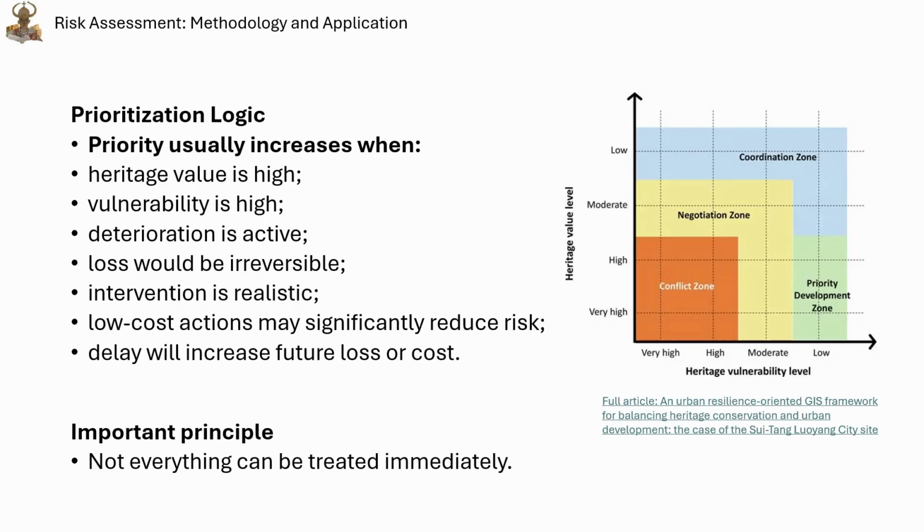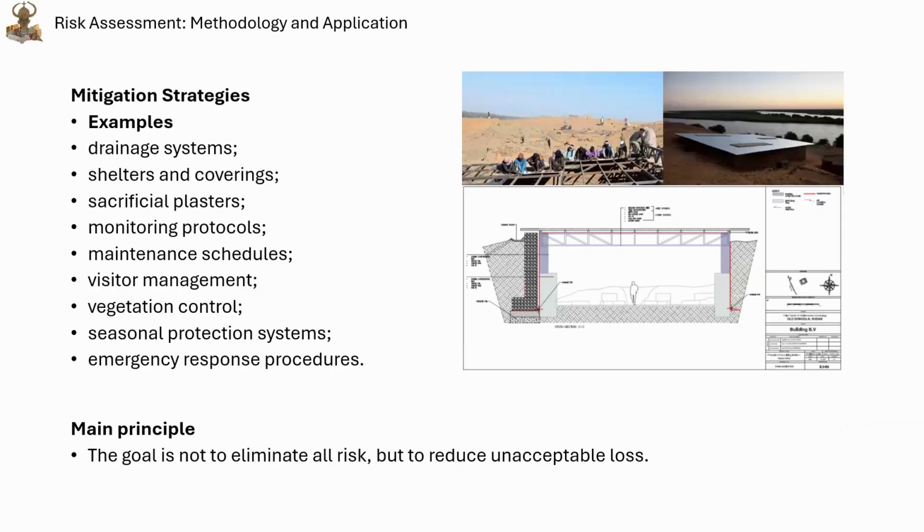Mitigation strategies aim to reduce either hazard, vulnerability, or exposure. Shelter reduces exposure to rain and sunlight. Sacrificial plasters protect vulnerable earthen or plastered surfaces, and monitoring protocols help detect change before severe damage develops, and maintenance schedules reduce cumulative deterioration. Visitor management reduces human-related risk.